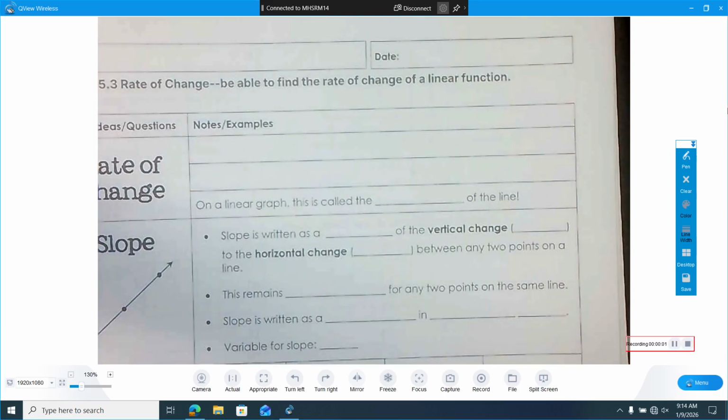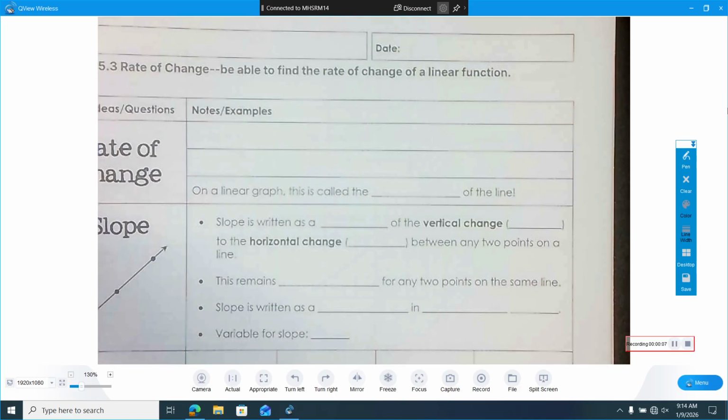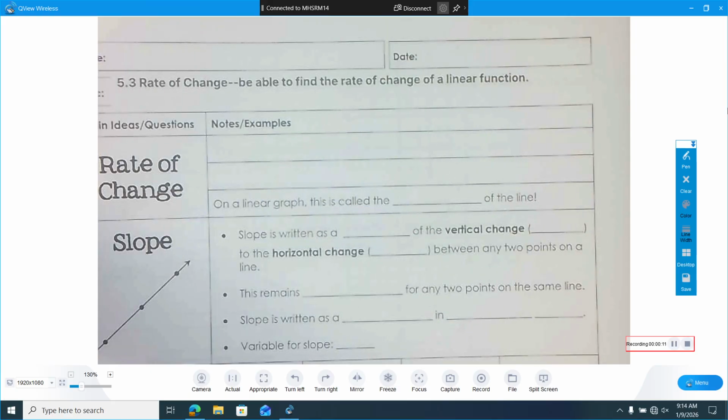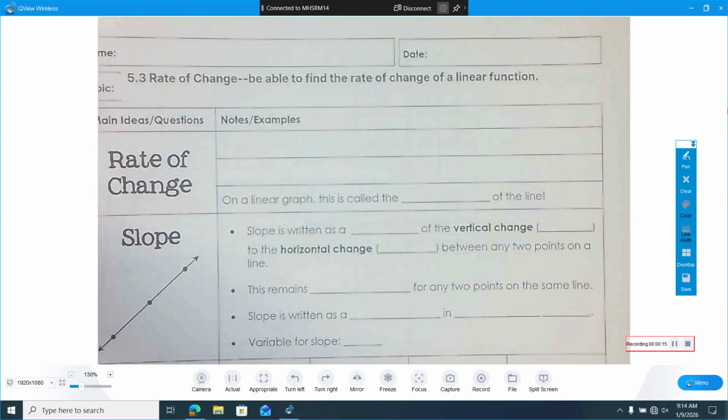All right, good morning. Today we are talking about rate of change. Rate of change of a linear function.